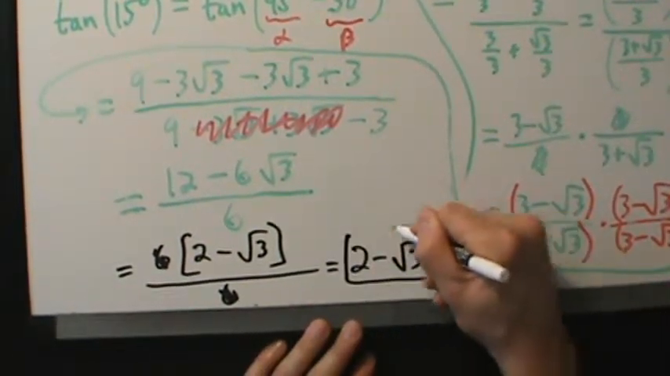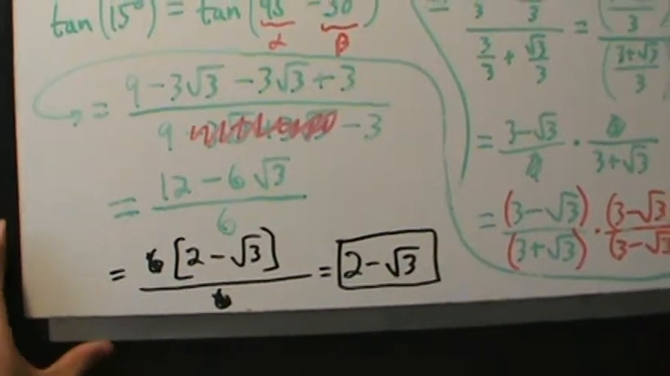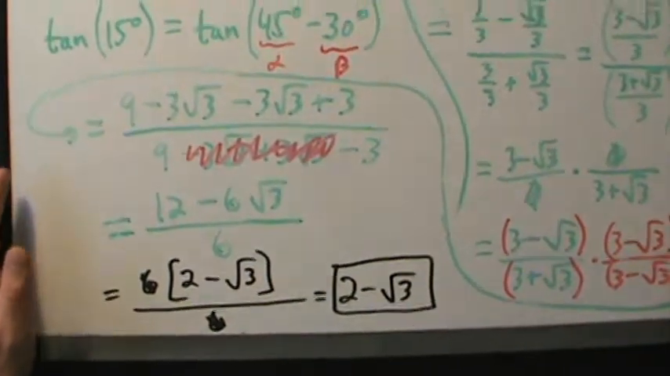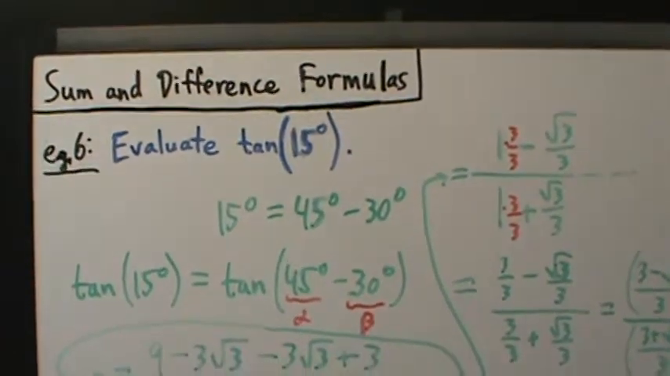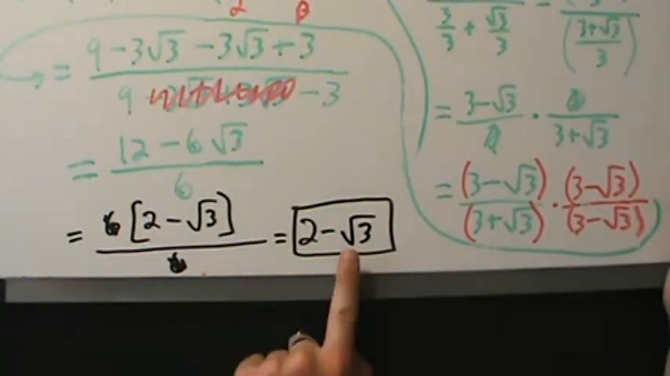Okay. And if you are required to rationalize the denominator, you'll have to go this route anyway. So anyway, that's example 6 of using sum and difference formulas to evaluate the trig expression. Here we had tangent of 15 degrees, and here's our answer once again, 2 minus the square root of 3.